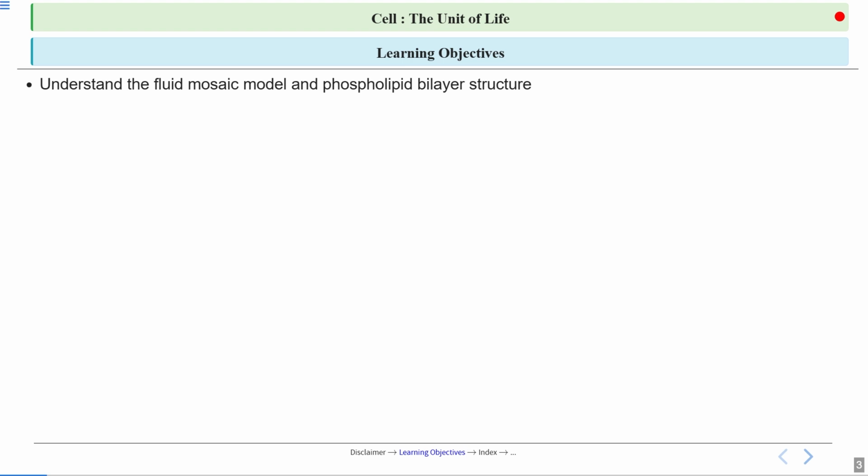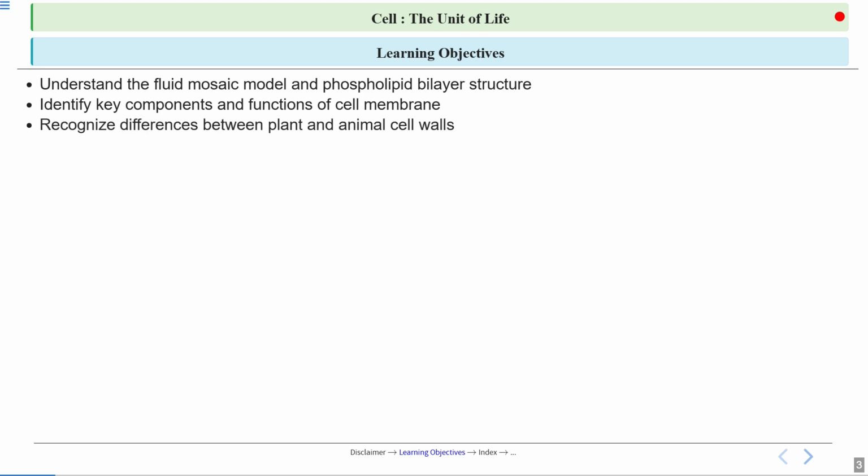So what are the objectives of today's session? First, we will understand the fluid mosaic model and the phospholipid bilayer structure. So we'll be talking about the structure of the plasma membrane. We'll identify some key components and the function of the cell membrane, also known as the plasma membrane. We'll also recognize differences between plant and animal cell walls.